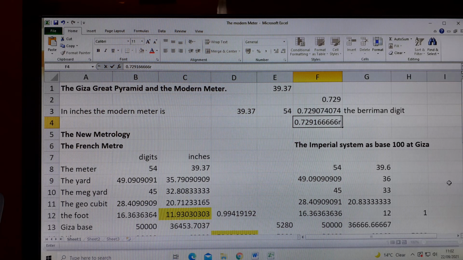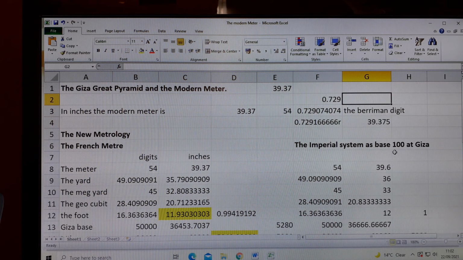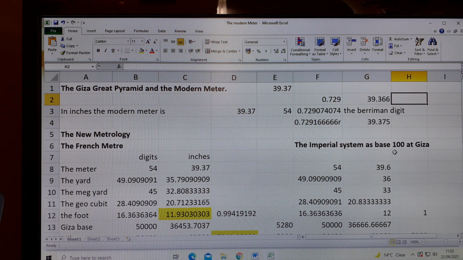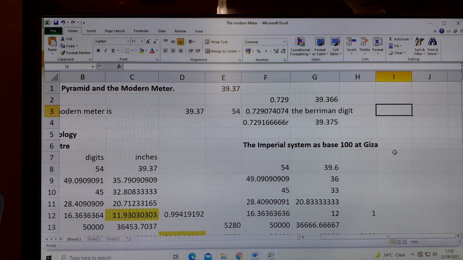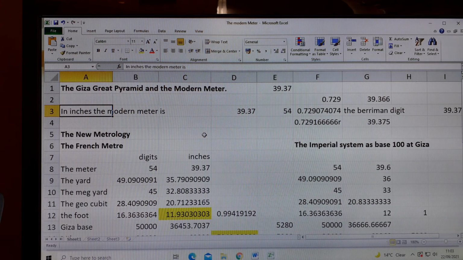When we scale it down, we find that the two metres that Berriman has given us, one's 39.375 inches, the other one's 39.366, and the French one sits at 39.37. It's fantastic. This work by Berriman is something that we should be really aware of, and nobody knows anything about it.